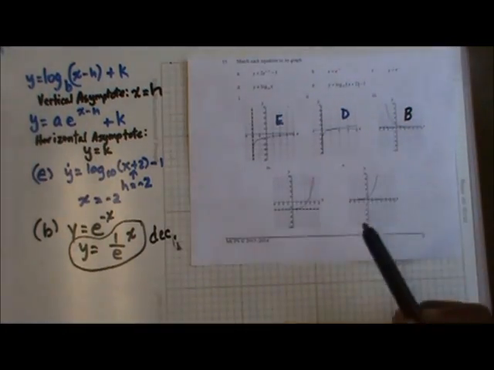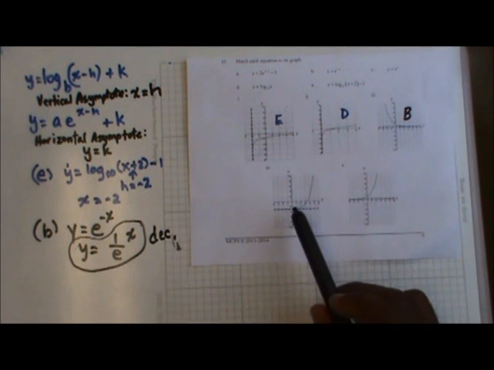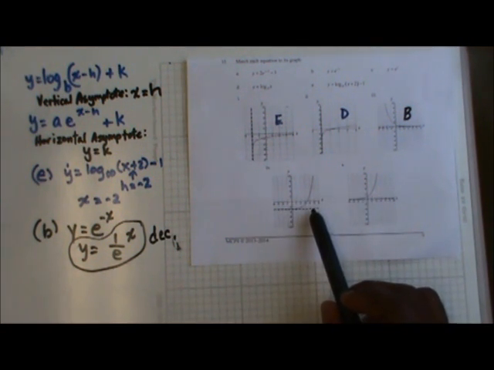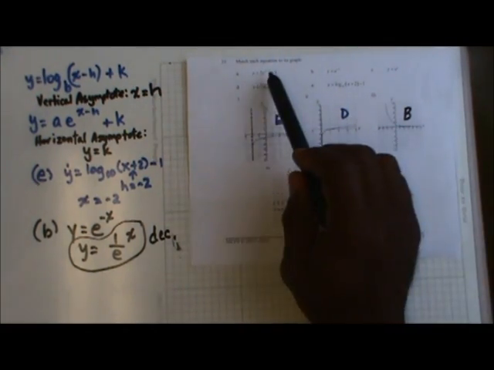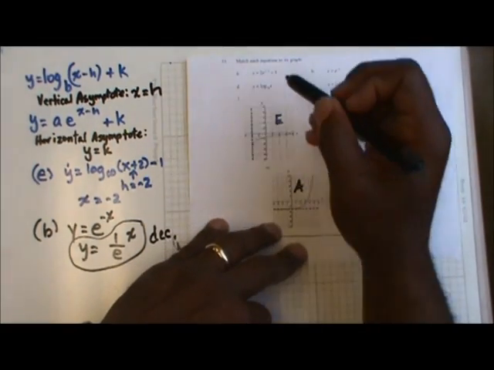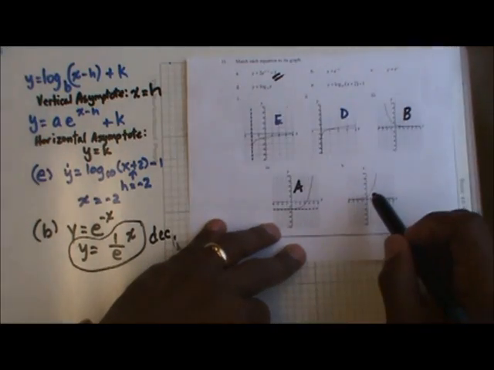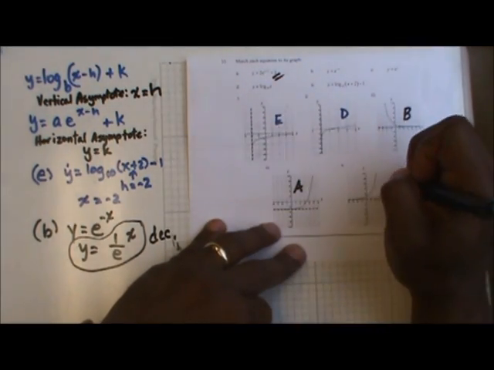That leaves us with the other two problems. If we look at our asymptote, the asymptote for this one is -3, which goes with A, because of this value right here. And then that leaves us with what? C.